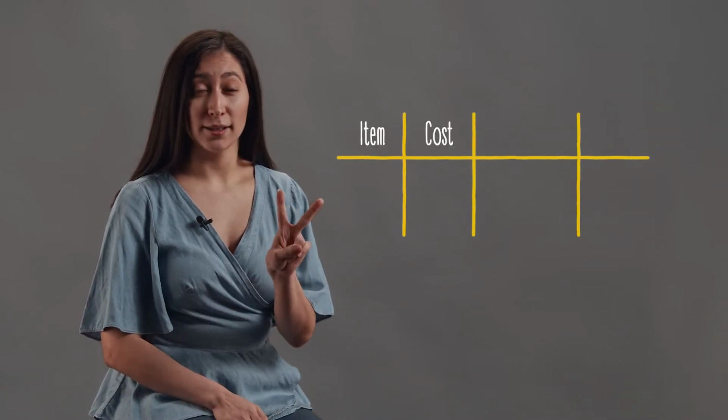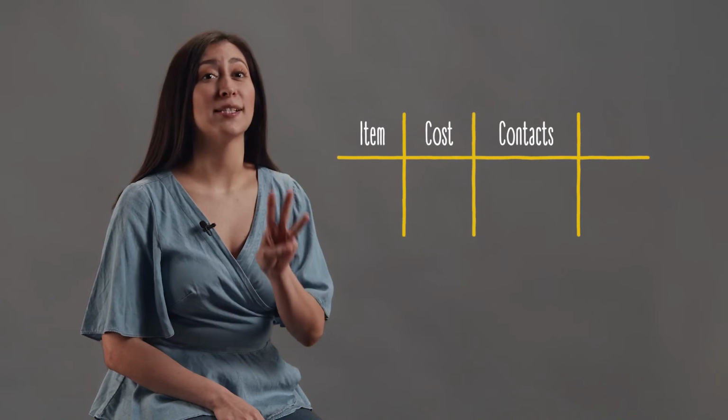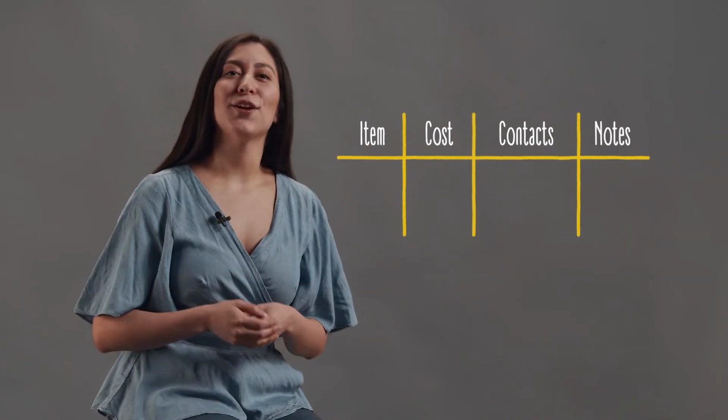After listing all the resources that you can find in your community, list the resources that you could not obtain. You will need to make another budget table. It should include these 3 categories: item, cost, and contacts of a supplier. You can also add a notes column.